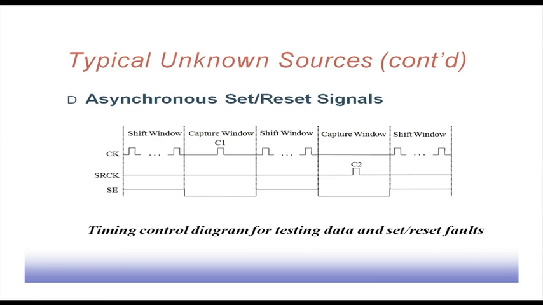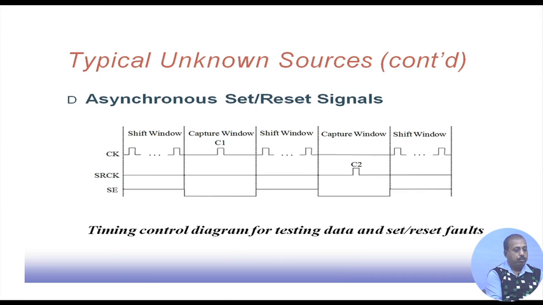So this is the timing operation that is shown. During normal scan operation, when the scan enable signal is high, the clock is given for the shifting operation, and when the scan enable line is low, one capture signal may be given. That way it is doing the normal shift operation.